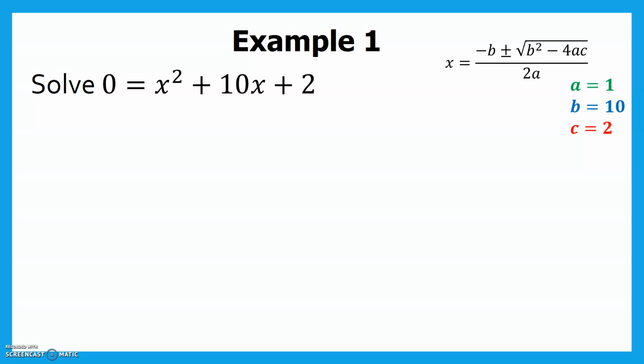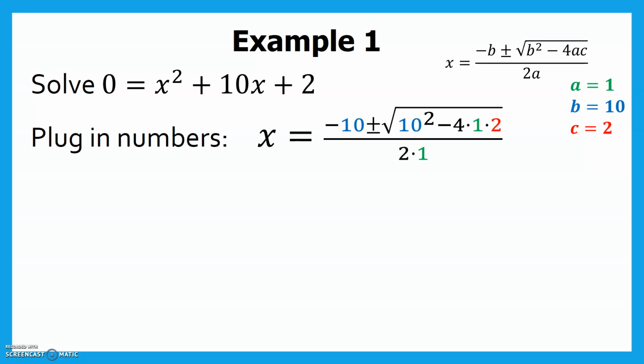So what I'm going to do is just plug those numbers into that quadratic formula. So it looks like this. I have negative 10 plus or minus the square root of 10 squared minus 4 times 1 times 2, all of that over 2 times 1. So I just plugged in 10 for all the b's, I plugged in 1 for all the a's, and 2 for the c's.